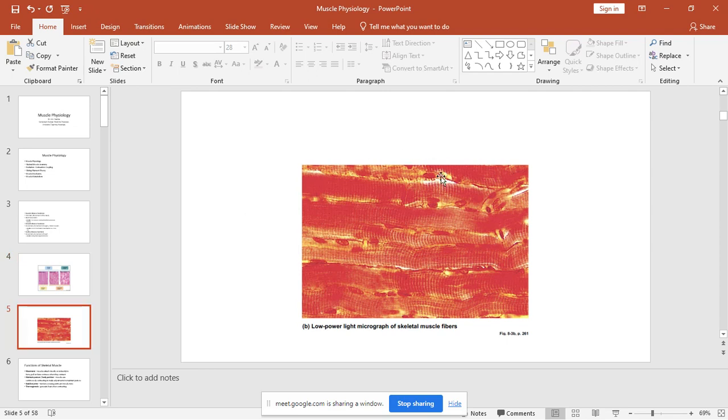In this next slide, what we are looking at is just basically a skeletal muscle under a low power light microscope. So you can see they appear cylindrical. Each of these cylindrical appearing structures are basically the cells of the skeletal muscles, and you can see that you've got these pink peripheral structures, which are basically the nuclei of these particular cells.